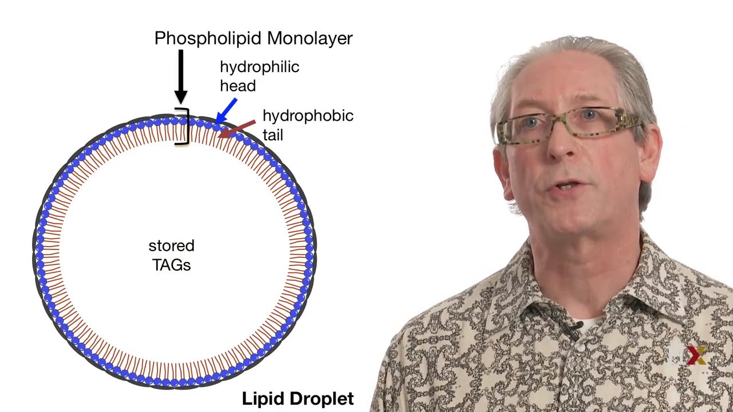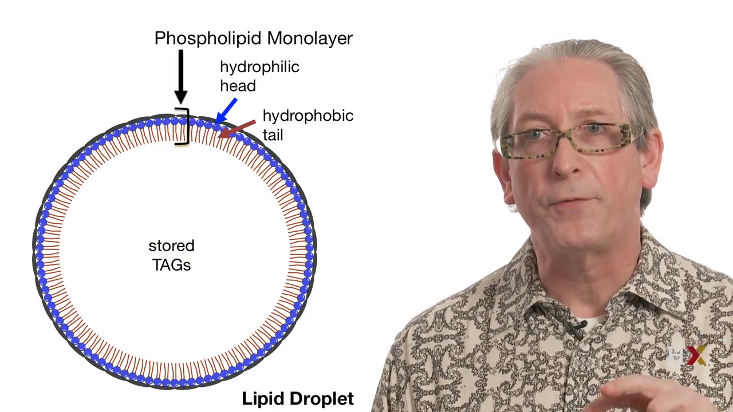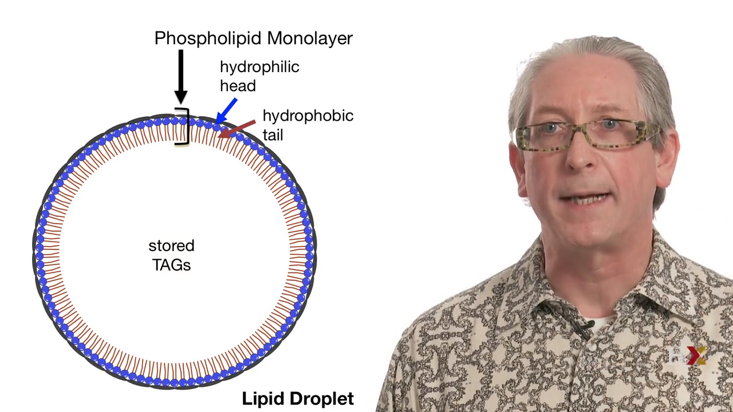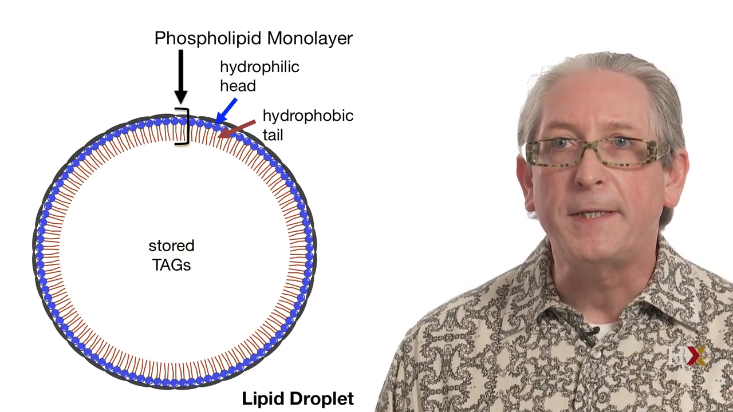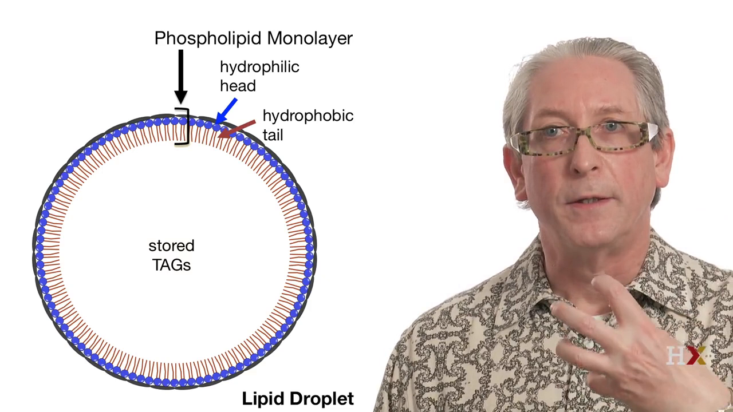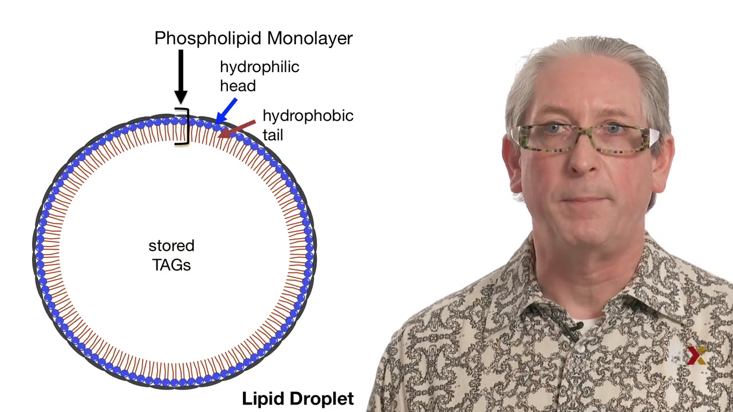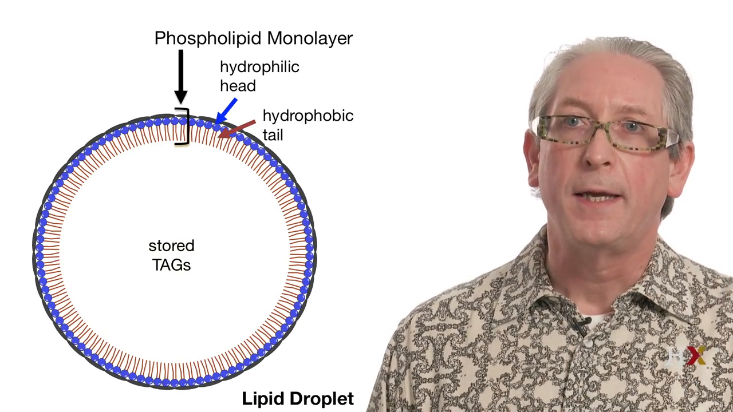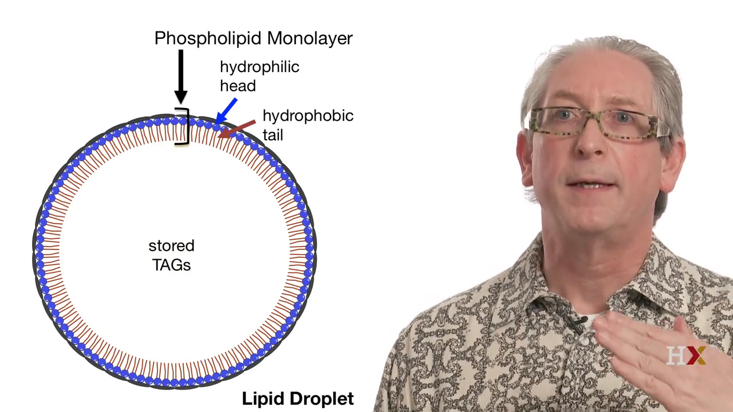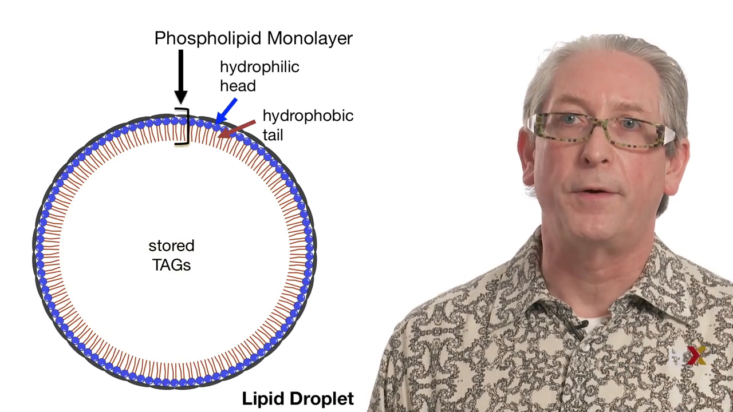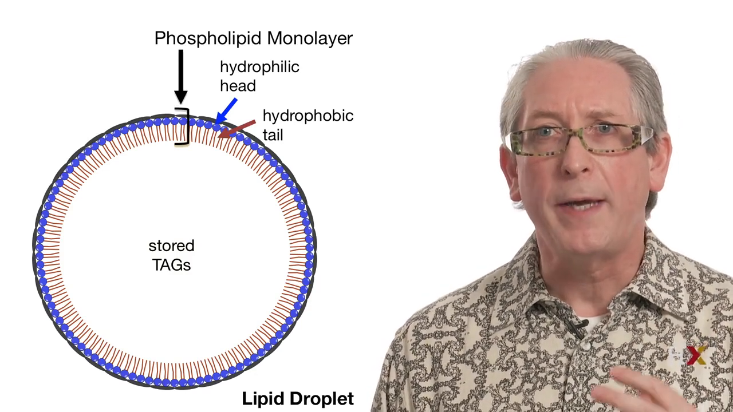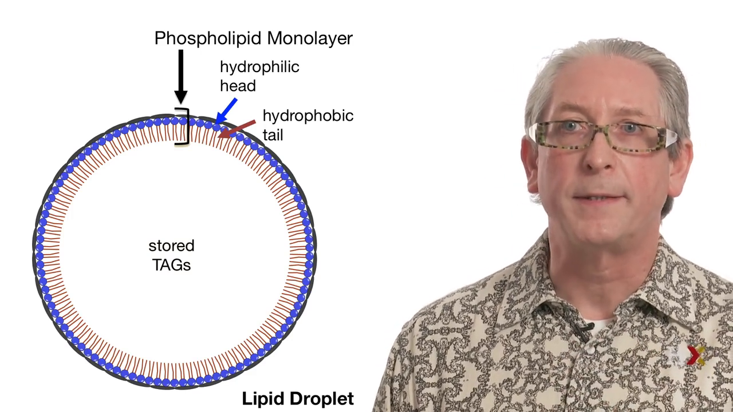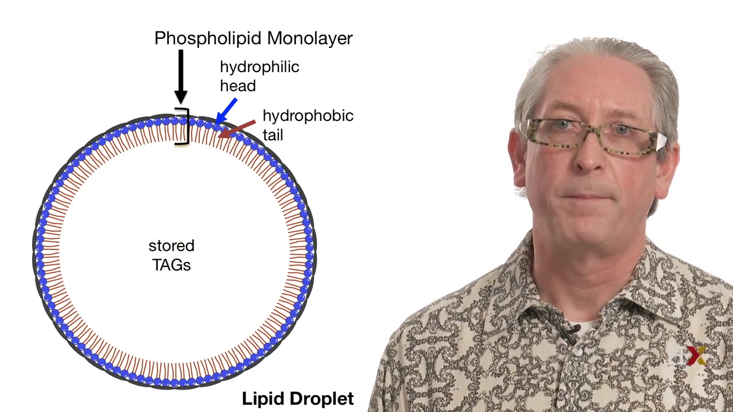And if you remember the structure of phospholipids, they have a hydrophobic tail and a hydrophilic head. So the hydrophobic tails of the phospholipids are facing the triacylglycerol that is stored in the lipid droplets, while the hydrophilic heads are facing the outside of the lipid droplets, facing the aqueous environment of the cytoplasm. So now we have a stable interface between the lipid droplets and the surrounding cytoplasm.